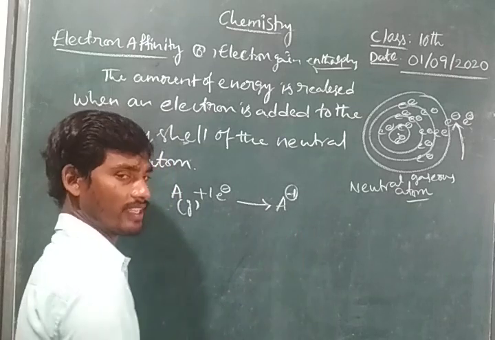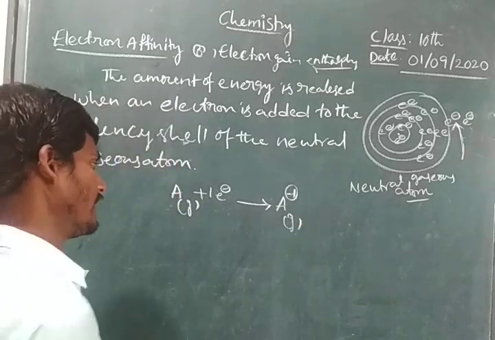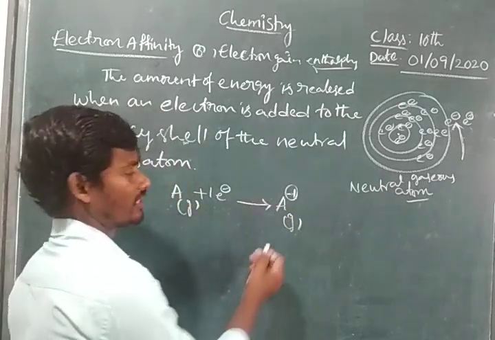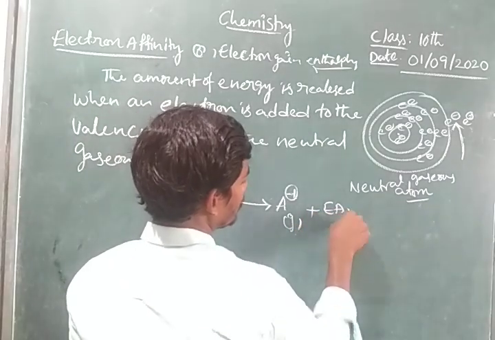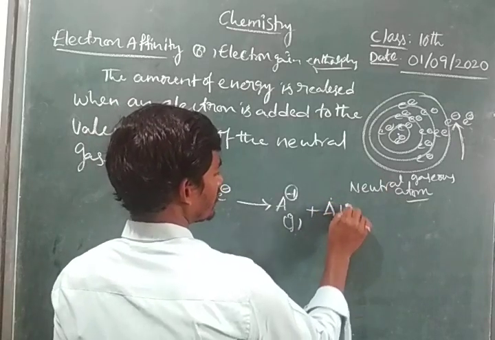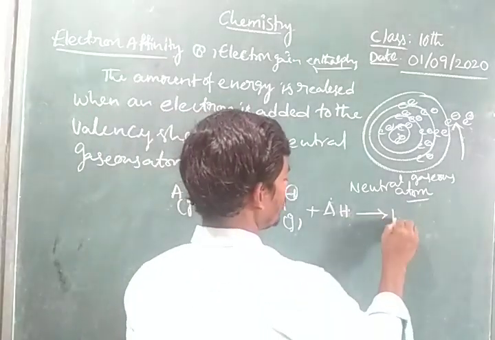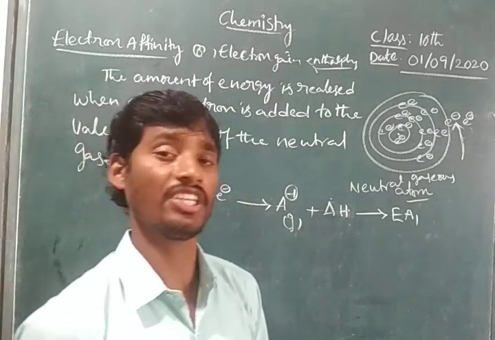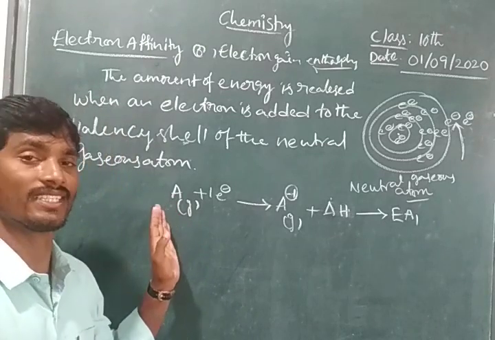That means A minus 1 in the gaseous state. Then here it releases some energy. That is the energy we have to consider, say delta H, the amount of energy released. That is the energy released, which we consider as electron affinity 1. That means we are adding the first electron to the valence shell of the neutral gaseous atom.